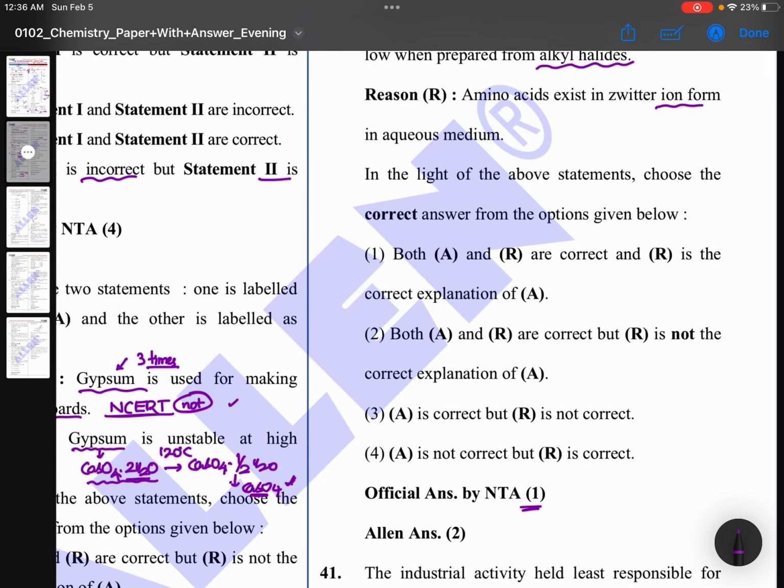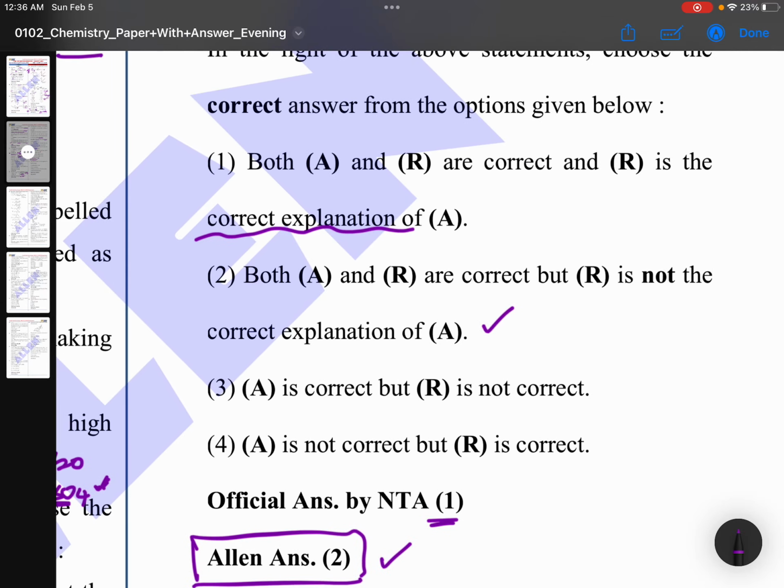Official answer by NTA is 1, that is, the reason is given as the correct explanation. It is not the correct explanation. Both are right. Alliance, I am supporting you. Okay, now it is the right answer. I am supporting you means this is the right statement by you.